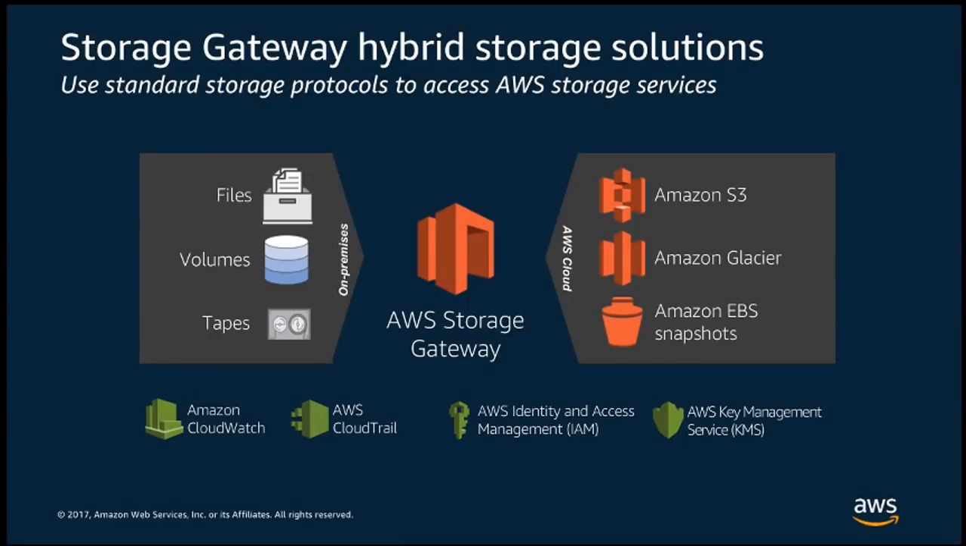So on the left-hand side, you can see that we support files, volumes, and tapes. These all run as virtual machines, and we'll talk a little bit more about the individual modes in a minute. And on the right-hand side, you can see as targets, we support S3, Glacier, and EBS snapshots. And an important thing to note about the storage gateway family is that all the modes support things like CloudWatch and CloudTrail and IAM for security management, KMS for encryption.